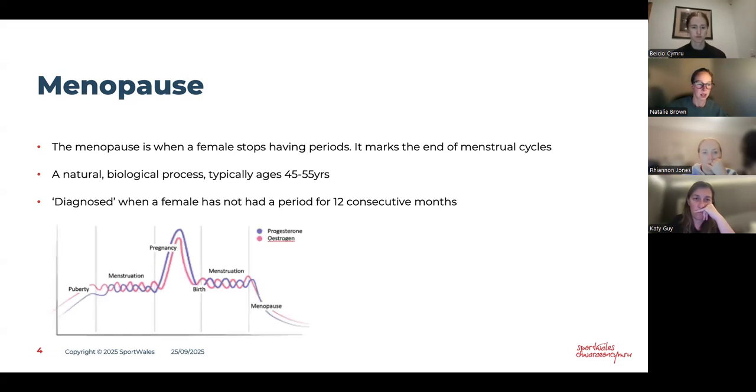What that looks like, I quite like this diagram. It shows really nicely the whole lifespan. From puberty, you can see the fluctuations in progesterone and estrogen increase through puberty, through menstruation. There's quite a regular pattern. Pregnancy obviously changes, and Katie's going to talk a lot more around postnatal. And then during menopause, there's quite a rapid decline in estrogen and progesterone, and that's related to periods stopping at that time point.